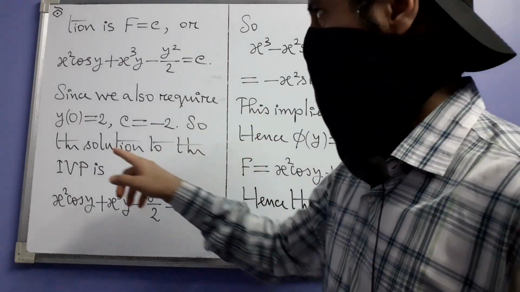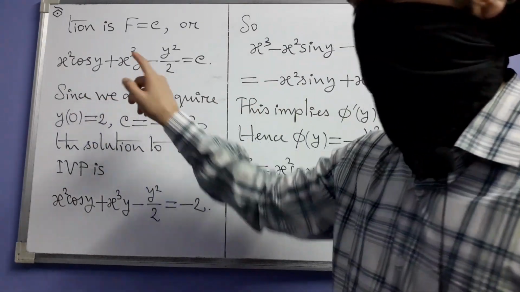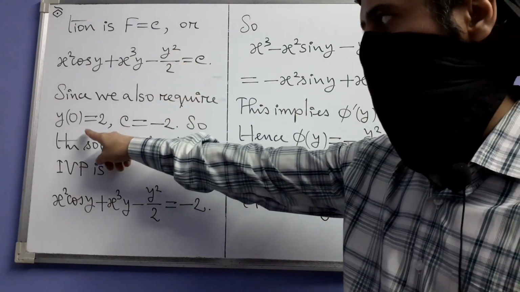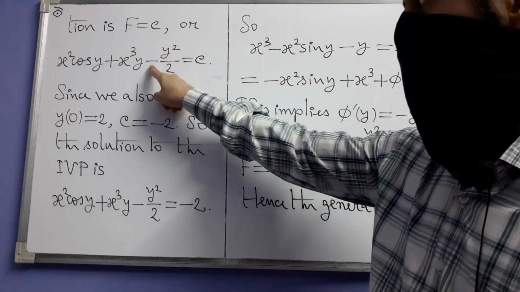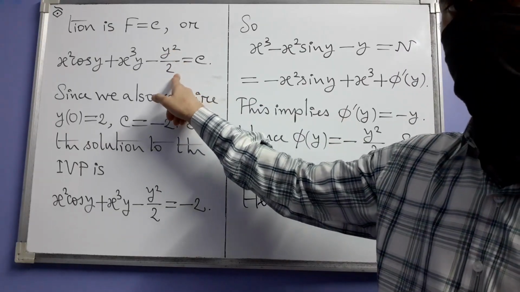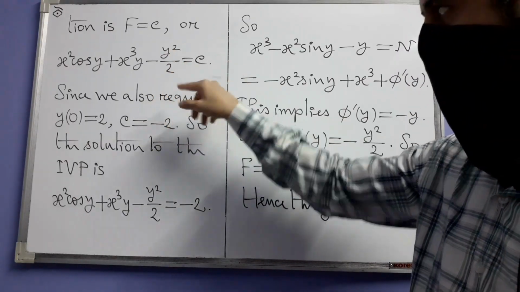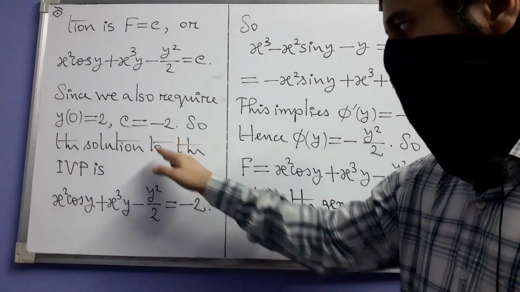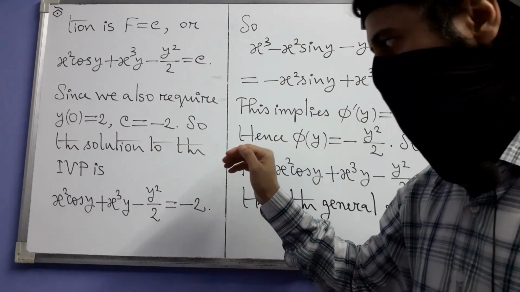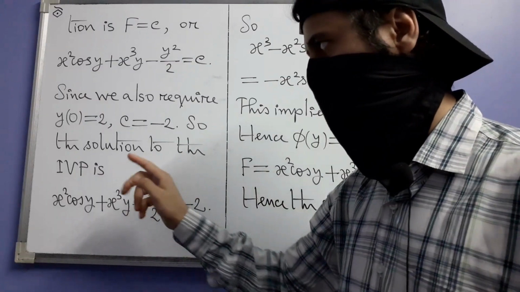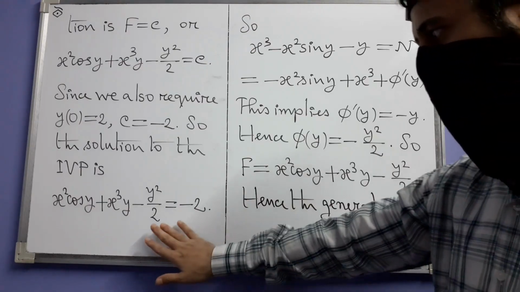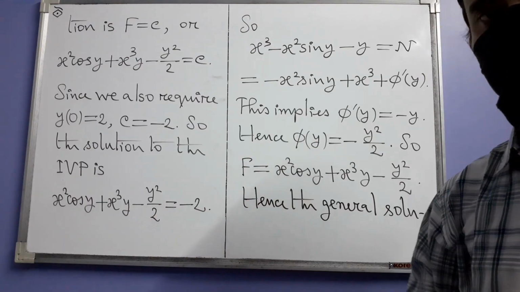If you put x equal to 0, this term and this term vanish. And what happens here? When x is 0, y is 2. So that means minus 4 divided by 2, or minus 2. So C has to be minus 2 for this to be true. So you use that value here, and this is the solution to the initial value problem. So this is the solution to the IVP by the standard method.